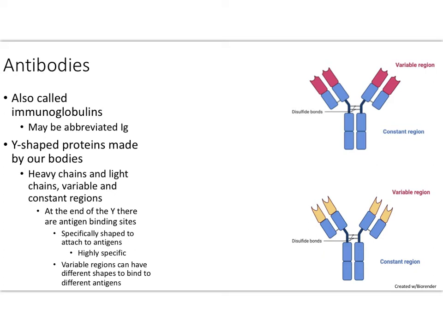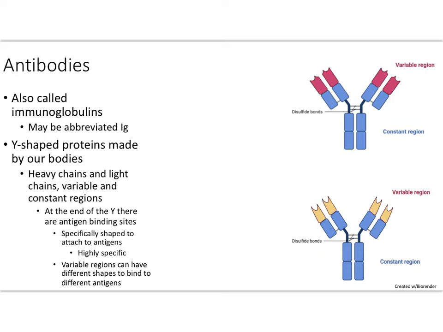First of all, they have what we call heavy chains and light chains. Heavy chains are the longer ones. They make kind of the inside of the Y shape. And the light chains are the external ones, these shorter ones that are found on the outside.